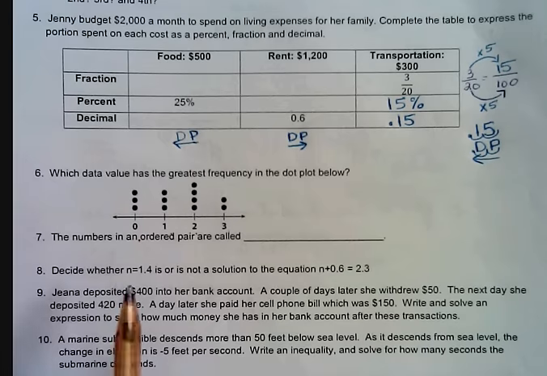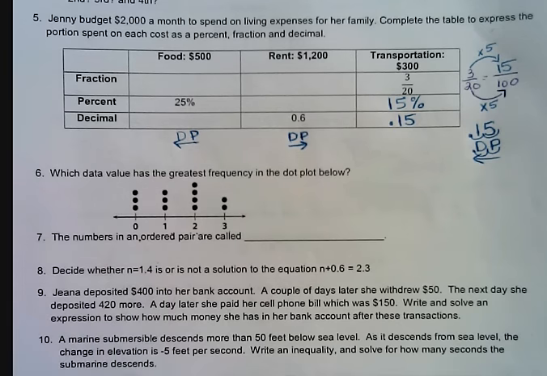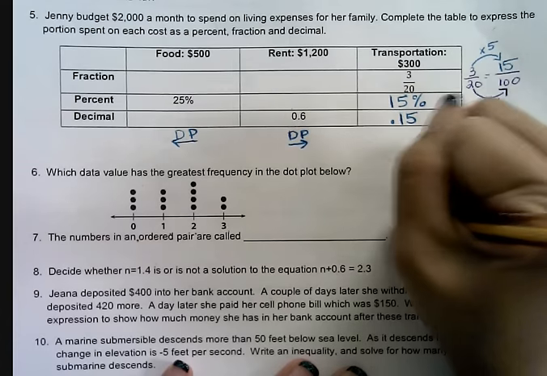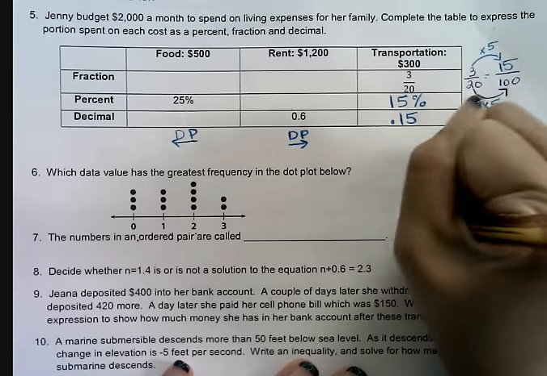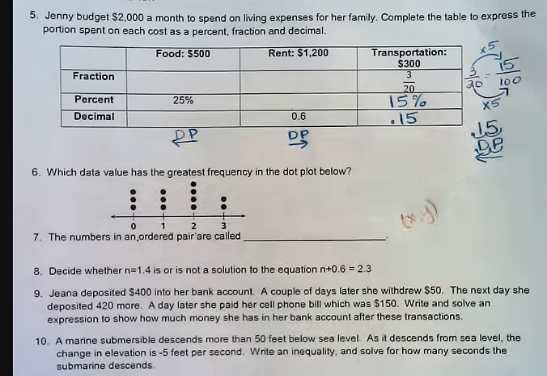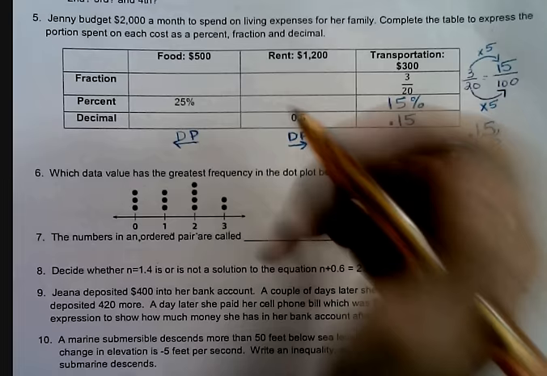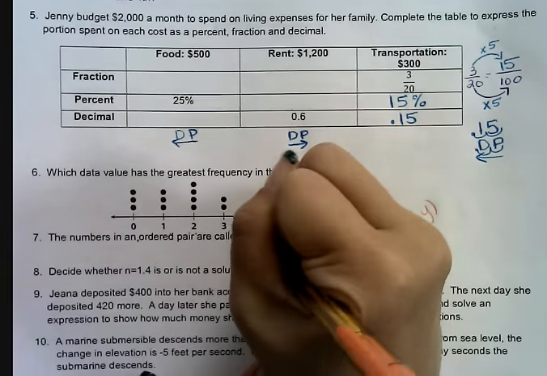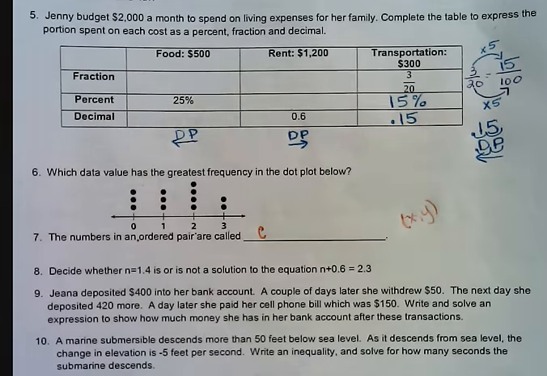The numbers in an ordered pair are called, the number in an ordered pair. So your ordered pair is X, Y, and I will tell you it starts with a C, and it's not a point. So it starts with a C. You need to go back into your journal and see what the numbers in an ordered pair are called.